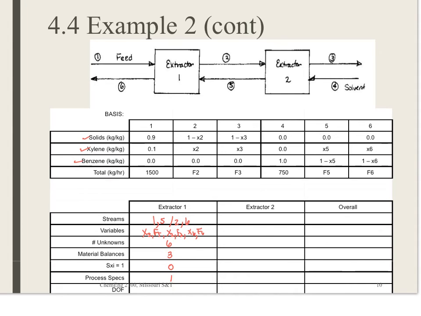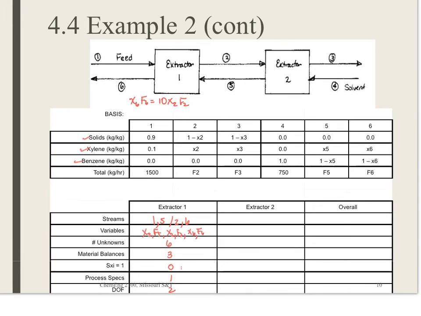Now, that process spec in this particular case says that the amount that leaves, X6 F6, is equal to 10 times the amount, well, the amount that leaves in one stream is 10 times the amount that leaves in the other stream. Okay, so this is the process spec for extractor 1. Now the degrees of freedom in this case are going to be 2, so it is not adequately defined for me to solve this directly. So let's look at extractor 2.